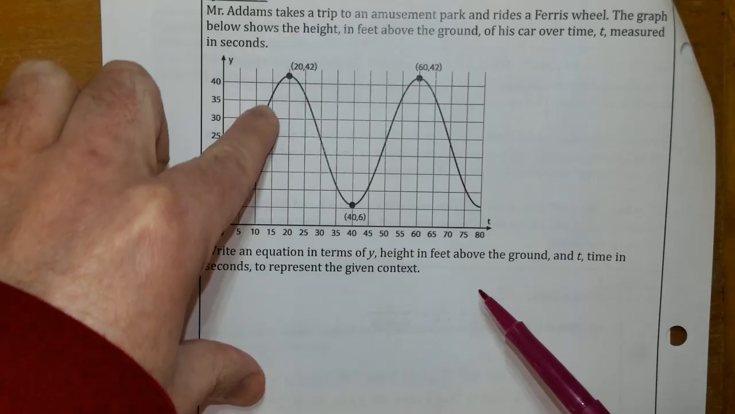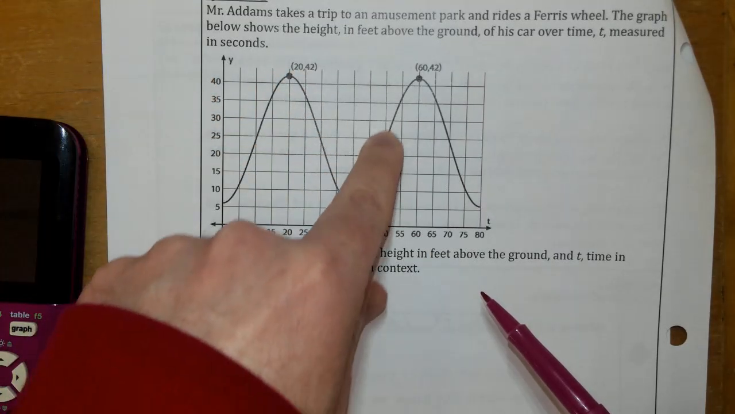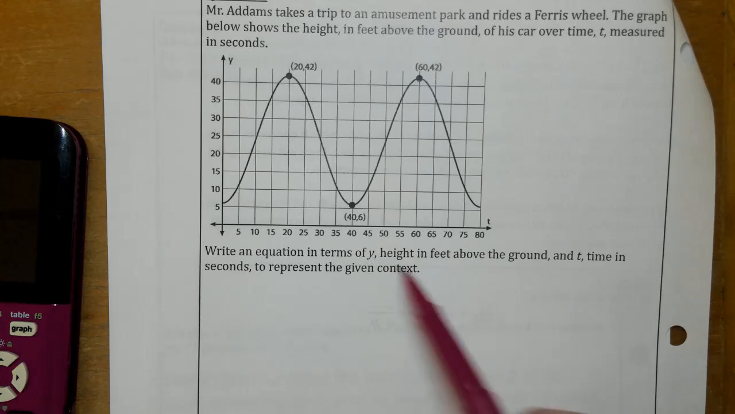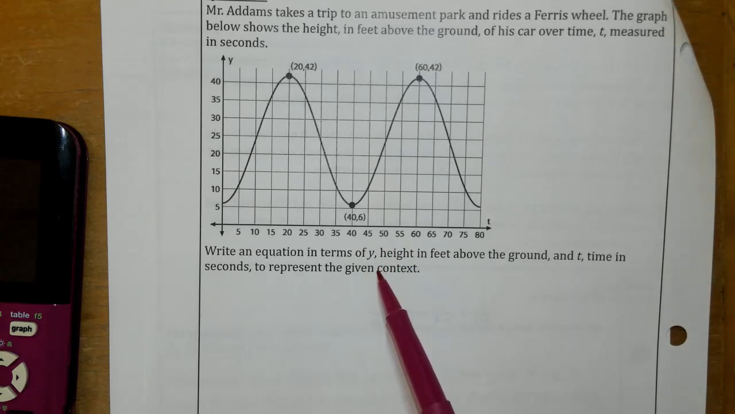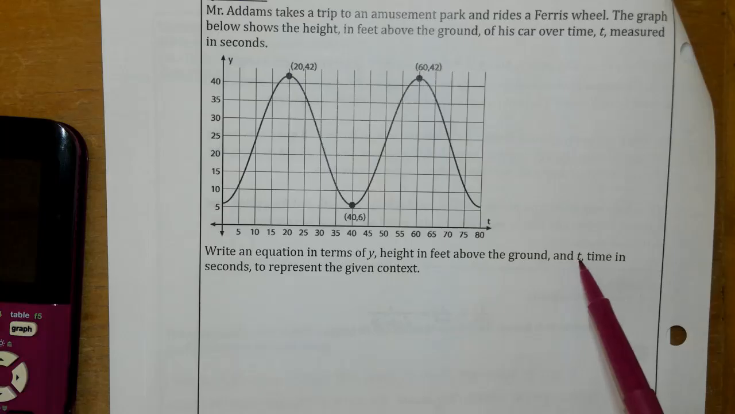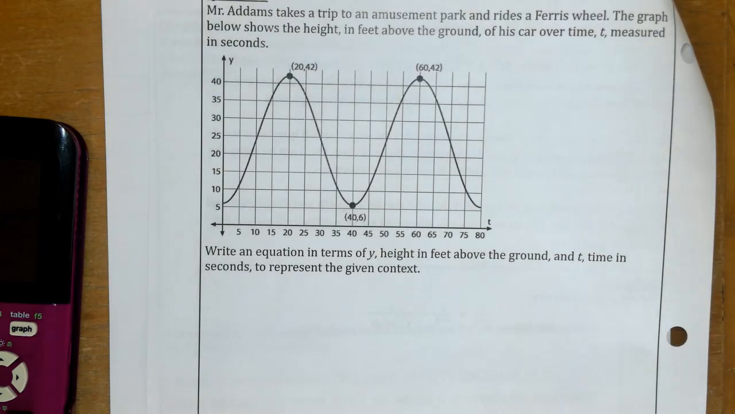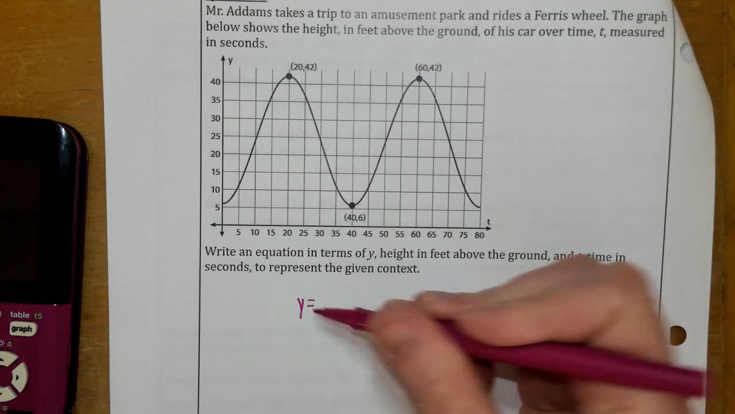Then over time, the height of the Ferris wheel goes up and then goes down. He's back to where he started, goes up and goes down. They want to know an equation in terms of y, which is the height in feet above the ground, and t, which is the time in seconds, to represent this problem. So we know our equation is going to be y equals.